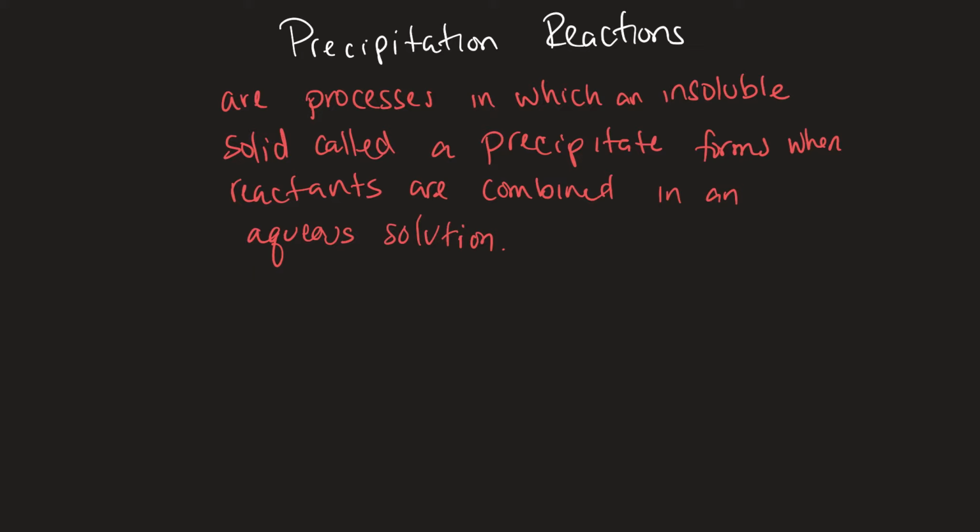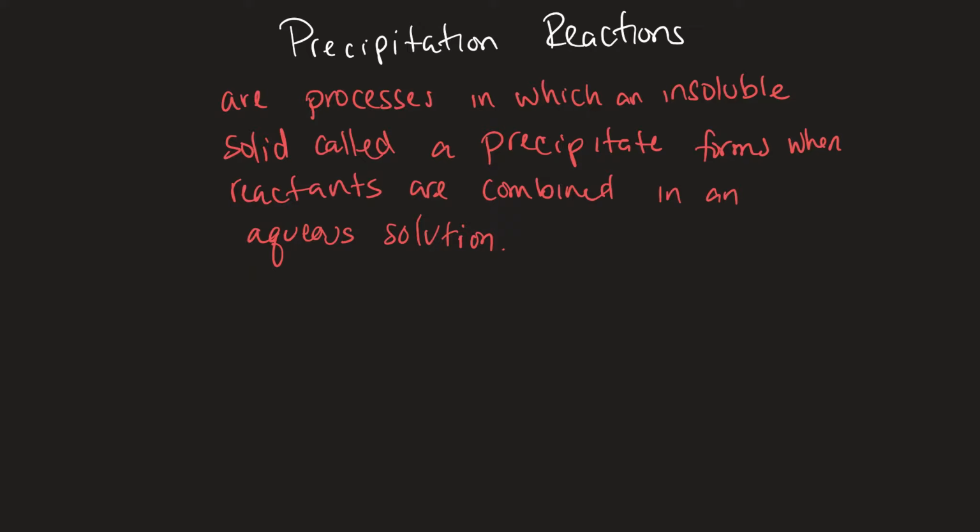So in this video, we're going to talk about precipitation reactions. Precipitation reactions are a type of chemical reaction, a process in which an insoluble solid called a precipitate forms when the reactants are combined in an aqueous solution.